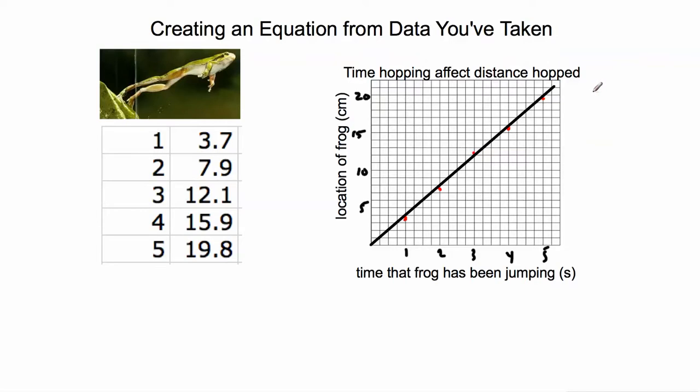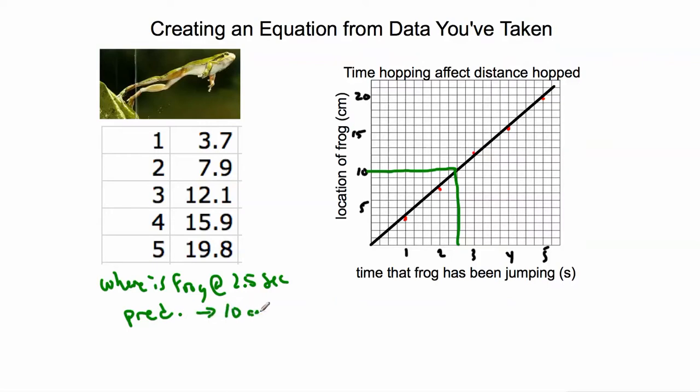Now, why would we want to get an equation from this graph? Well, one reason is to make predictions. There's a simple way to make a prediction from the graph, and that's to do something like this. Let's say we want to know where the frog is at 2.5 seconds. All right, well, we can read up from 2.5, and we can read over, and we can find that the frog is at position of 10 centimeters. So where is the frog at 2.5 seconds? We can make the prediction that it should be at 10 centimeters.